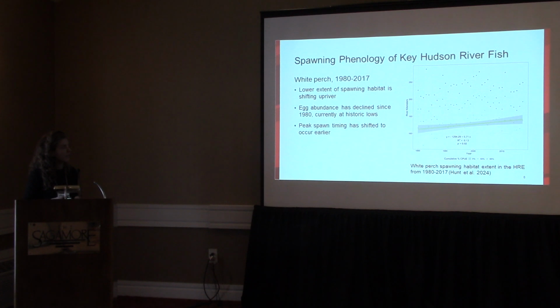And the final example is looking at white perch by Hunt et al. in 2024. They found that the lower extent of spawning habitat is shifting upriver. Egg abundance has declined since 1980 and is currently at historic lows, and egg abundance was tied to temperature, conductivity, river discharge, and some other important variables. And peak spawn timing of white perch has shifted to occur earlier in the year. So these are some key species in the Hudson River that are experiencing shifts in spawning phenology.